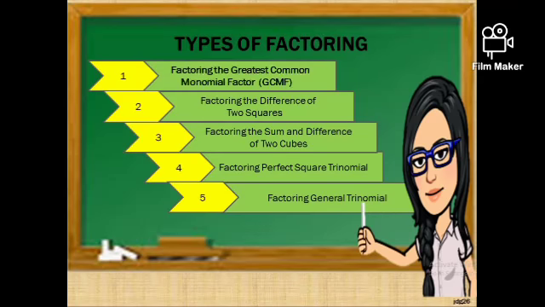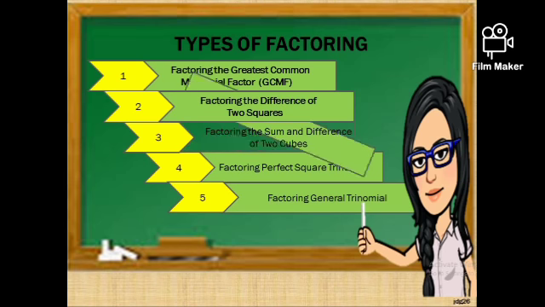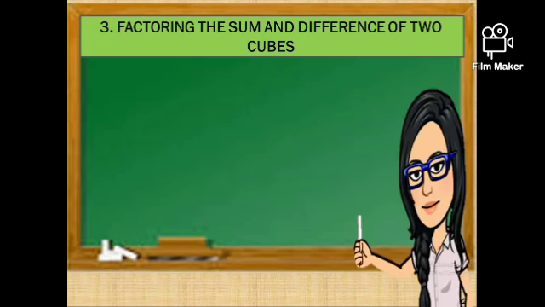We are done with factoring the greatest common monomial factor or GCMF. Also, we are done in factoring the difference of two squares. Now, let us discuss factoring the sum and difference of two cubes. Let's have first a review.